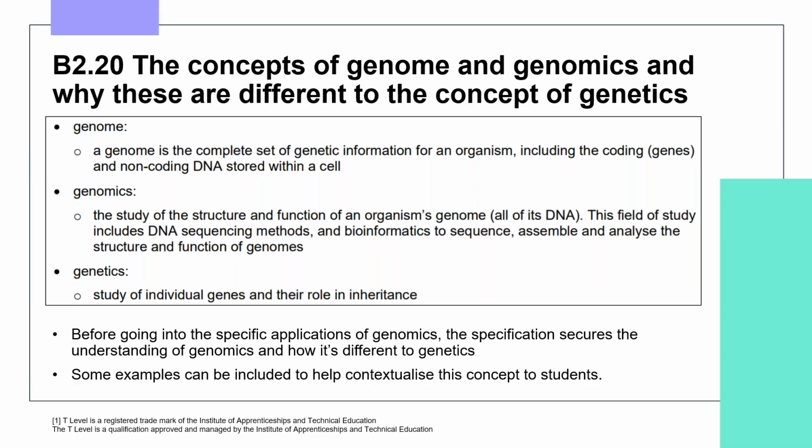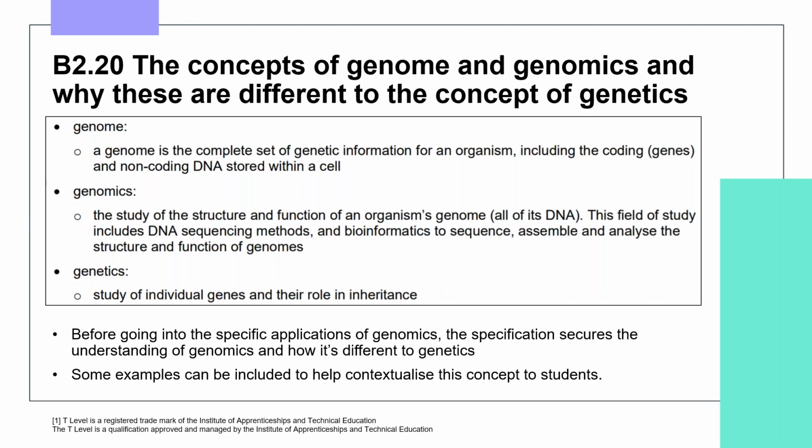B2.20 first secures that understanding of genomics and how it's different to genetics. So here it introduces a specific definition of the genome, which you may now have already covered in B1. And here we also expand on the definition of genomics, and you could give some examples here in terms of different genomes. So this could be anything from a human genome all the way to the genome of a butterfly. That's just to secure the fact that the term genome does not just apply to humans, but all organisms.